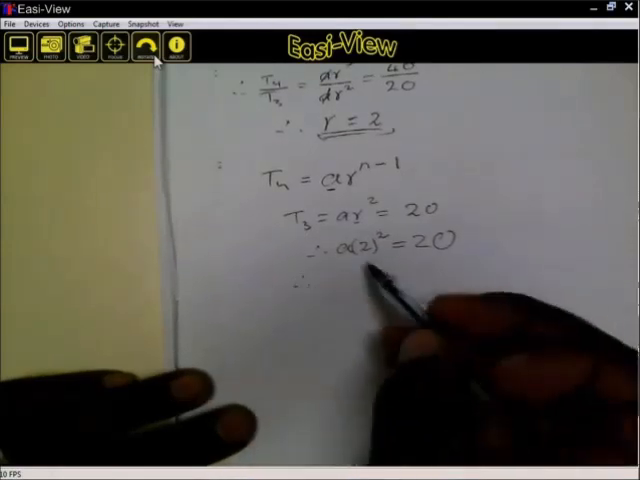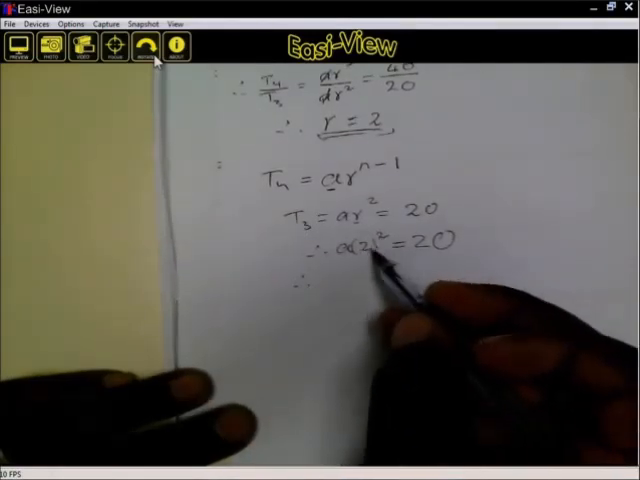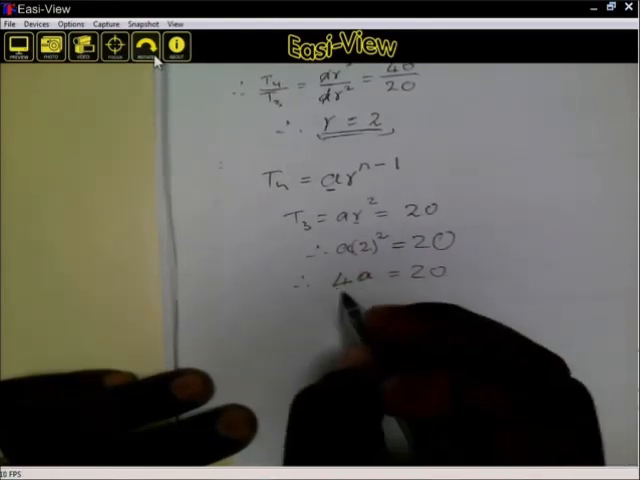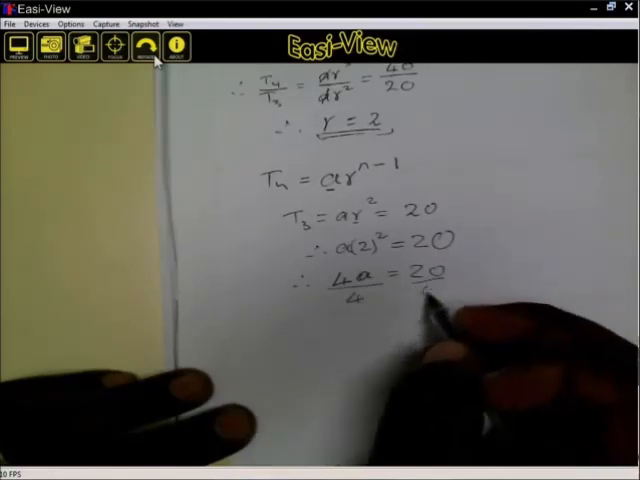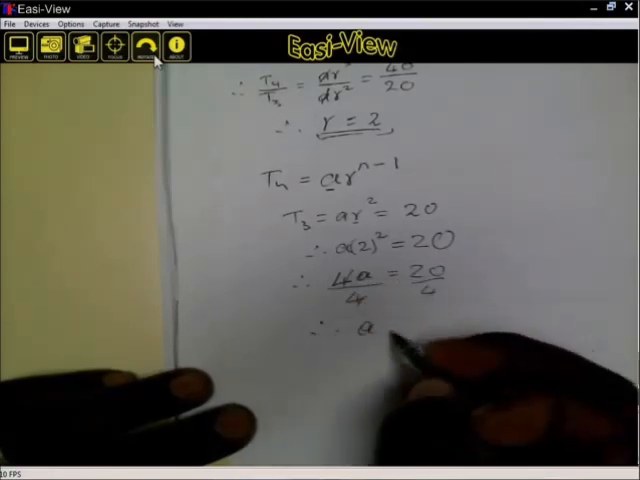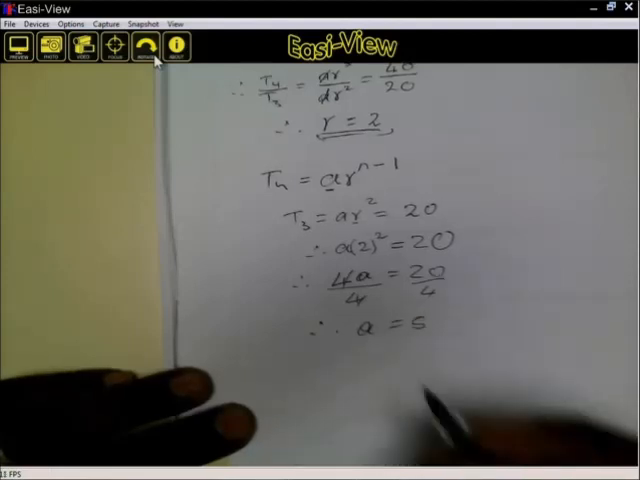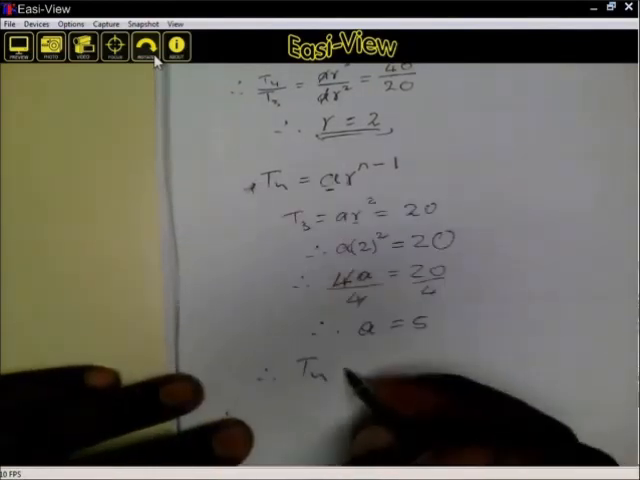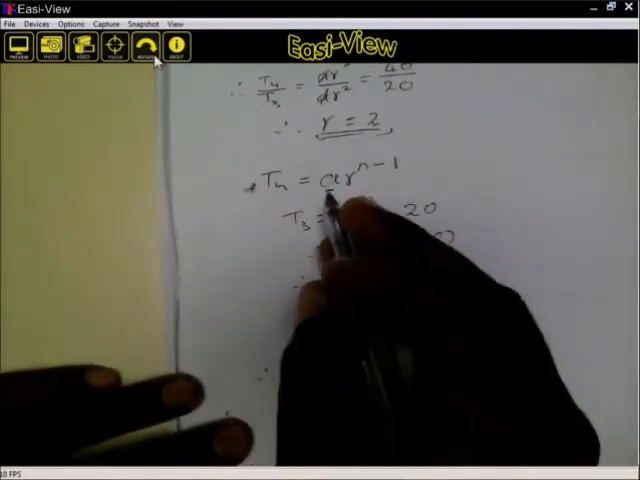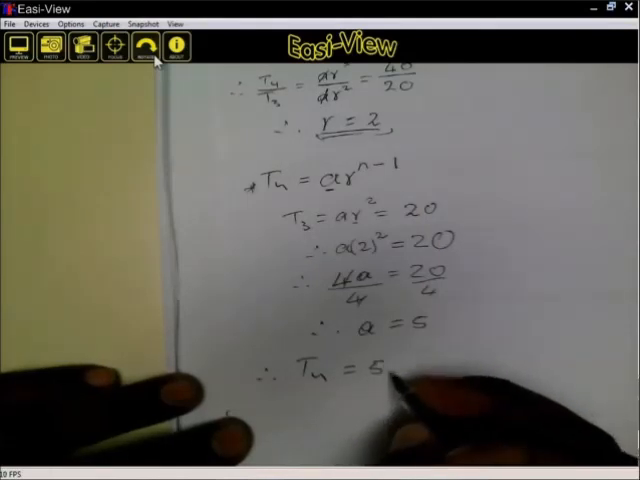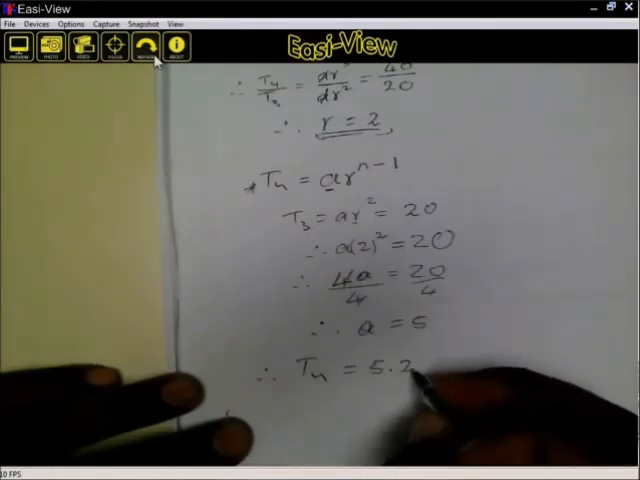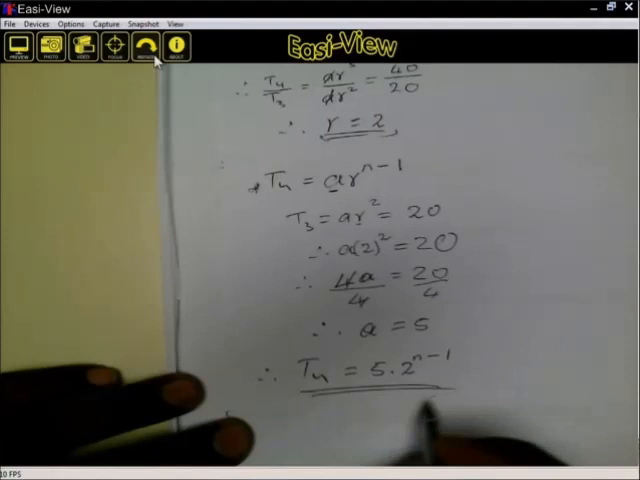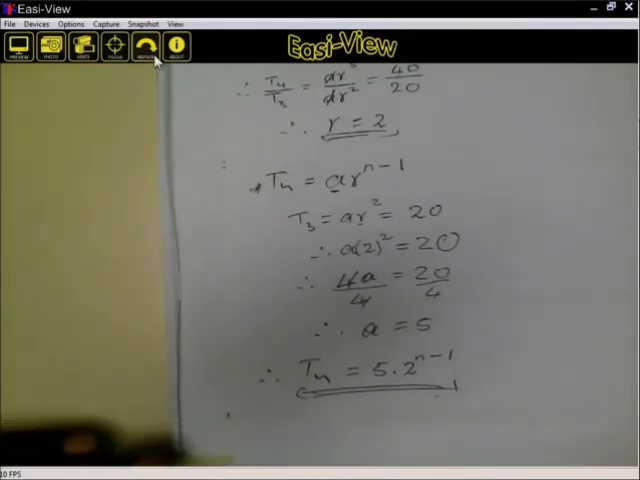And then we say 2 squared is 4. 4 multiplied by A will give us 4A, which is equal to 20. And we divide both sides by 4. And therefore, A will be equal to 5. Going back to our Tn, it means Tn will be equal to, in the place of A, we write 5, multiplied by our R, which is 2, and this 2 is to the exponent n minus 1. And this is how we find the general term.